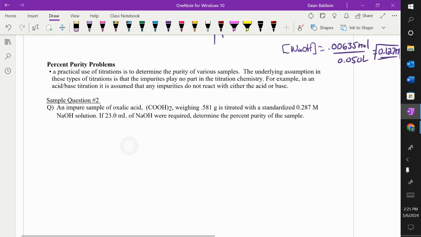All right. Last question. Percent purity. We have an impure sample of oxalic acid weighing 0.581 grams, titrated with standardized 0.287 molar NaOH. 23 mL of NaOH are required. Determine the percent purity of the sample. What's the first step? Equation. I mean, depending on what you want to do, but we will need an equation. So, oxalic acid, we're going to write it slightly differently.